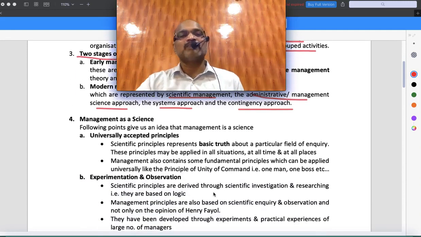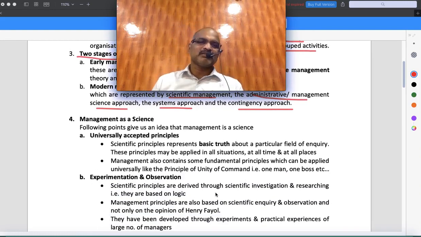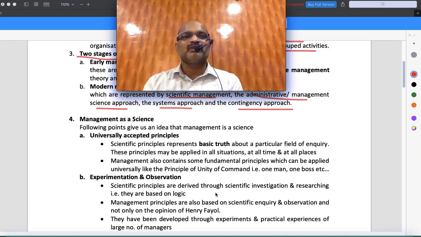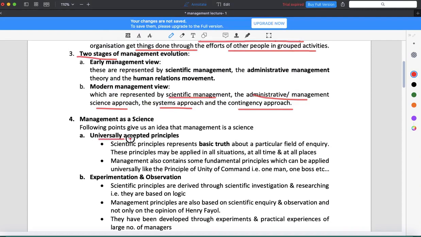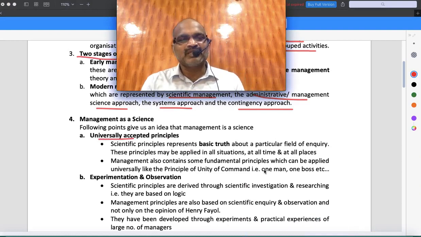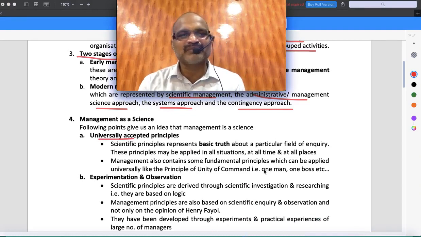Next, management is science. First of all, in simple words, you need to understand whether management is a science or not. First you need to know what a science is. Science is a systematic body of knowledge, based on truthful knowledge. Look at this first: universally accepted. Physics is accepted everywhere. The physics in Japan could not be different from the physics in India. Chemistry cannot be different. Whatever truth we have, if the sun rises in the east, it has to rise in the east everywhere, right?